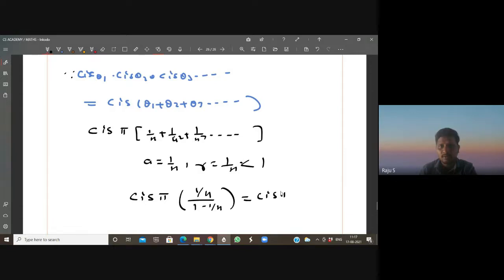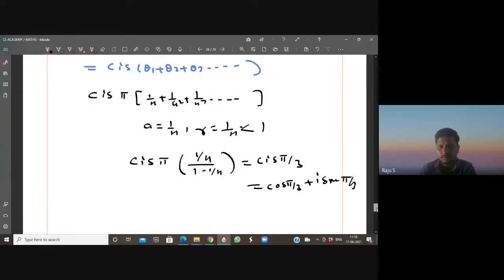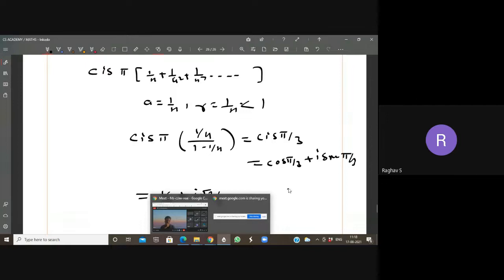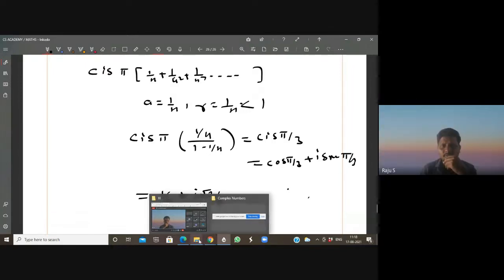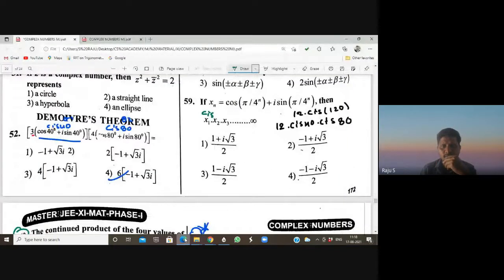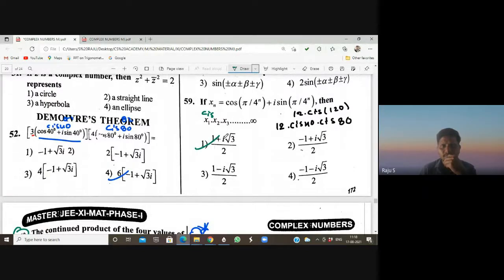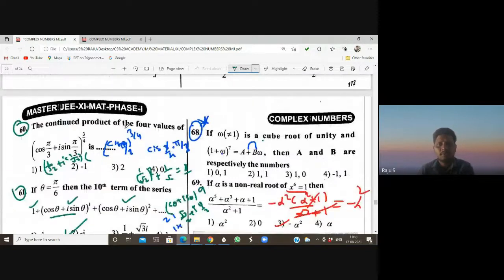What is cis pi by 3? Cos pi by 3 plus iota sine pi by 3. Cos pi by 3 value is 1 by 2, and sine is root 3 by 2. So it is 1 by 2 plus i root 3 by 2. Got it? Which option is correct? The first option, sir. That's all. Okay, yes, this is also okay.